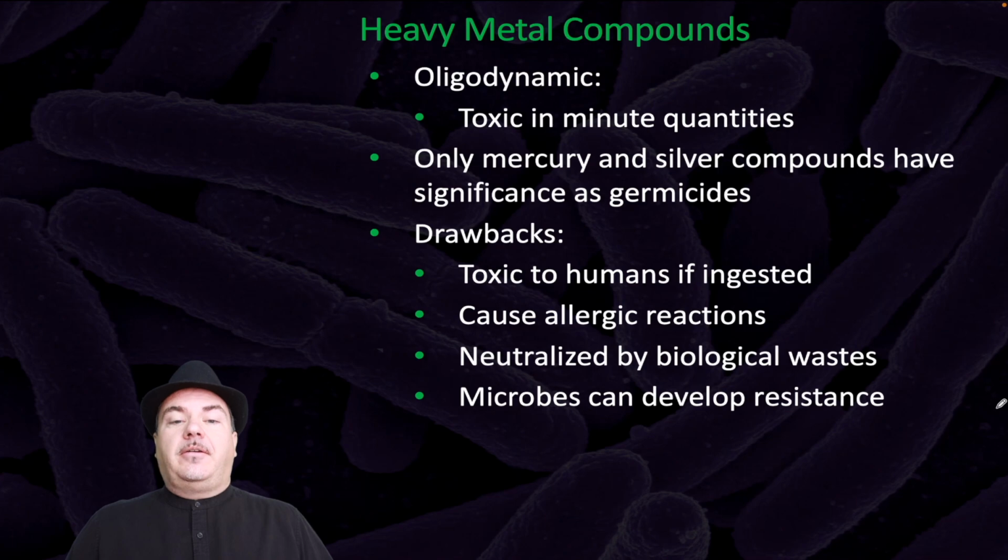We also have heavy metal compounds. Oligodynamic is toxic in minute quantities. Only mercury and silver compounds have significance as germicides. Drawbacks to heavy metal compounds is they can be toxic to humans if ingested. They can cause allergic reactions. They're neutralized by biological wastes, and microbes can develop resistance to them.